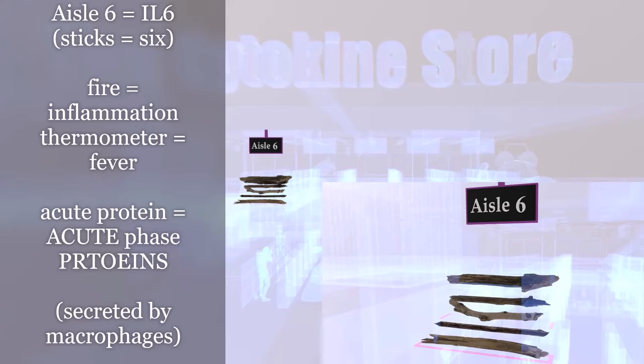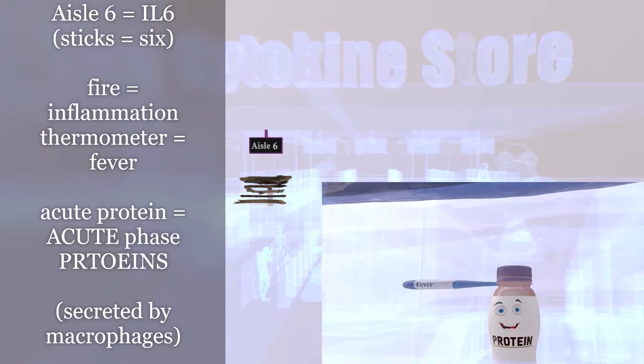And the thermometer over here, inside of this cute protein shake over here, reminded me of two things. The thermometer reminded me of the fever, that IL-6, like IL-1, produces a fever through production of PGE2, and the cute protein shake. Acute protein shake reminded me of acute phase proteins, that IL-6 stimulates production of acute phase proteins.